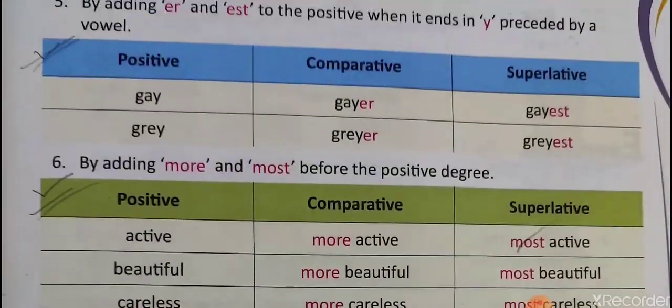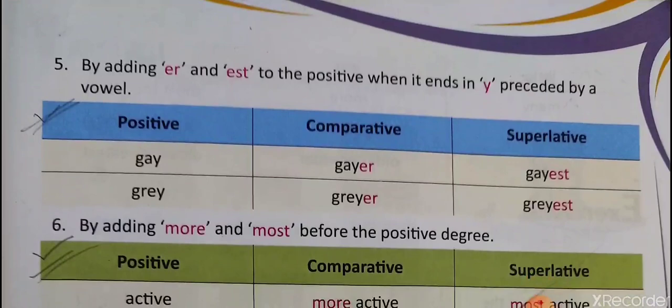Next is adding ER and EST to the positive when it ends with Y preceded by a vowel. So whenever a word ends with Y and the second-to-last letter is a vowel, we simply add ER and EST, like gay, gayer, gayest, grey, greyer, greyest.